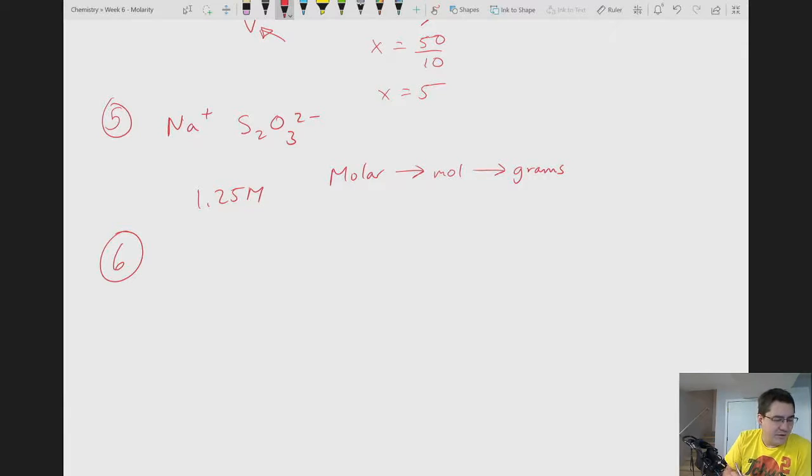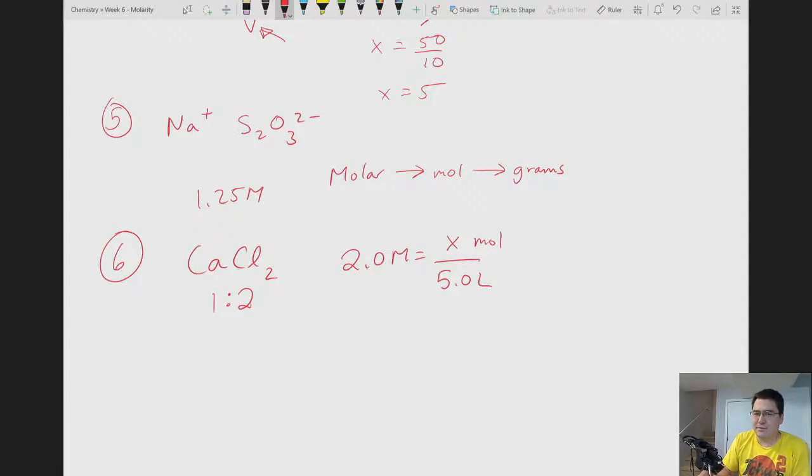Anyways, so it says calcium chloride. I'll just write out the formula. Calcium chloride is a 2-to-1 ratio, right? I have 2 chlorides for every 1 calcium. It says it's 2 molar, and it says that it's 5 liters of solution. So if I solve for that number of moles on top, I'd multiply both sides by 5. It turns out there's 10 moles of calcium chloride, so this is 10 moles of CaCl2.